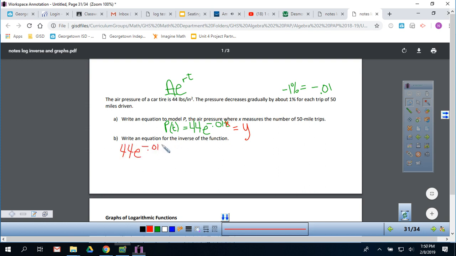Why did you use the growth equation instead of the... Because it's negative, so it makes it decay. Oh, okay.